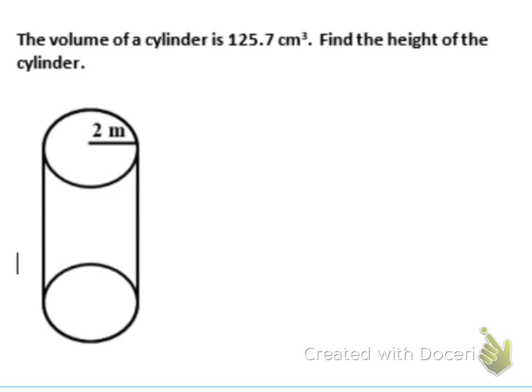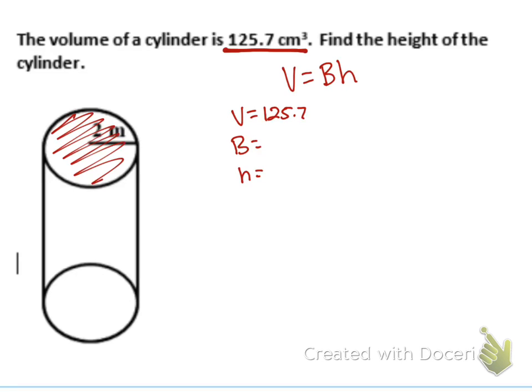Right, let's do this challenge question. Okay, the volume of a cylinder is 125.7 centimeters cubed. Find the height of the cylinder. Okay, so they give us this, right, which is if we look at our formula, B times H, they gave us V, right? V is 125.7. We need capital B and lowercase h. We can find capital B. Capital B is going to be the area of this circle right here. Okay, so if we find the area of that circle, that's pi 2 squared, which is going to be 12.57, roughly.